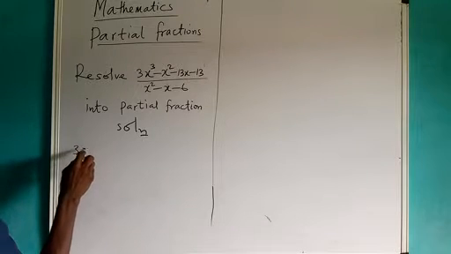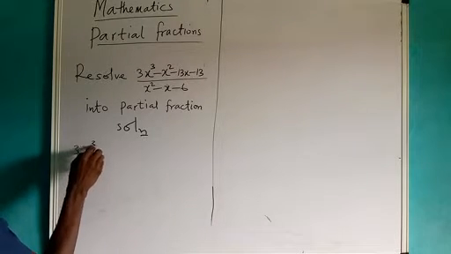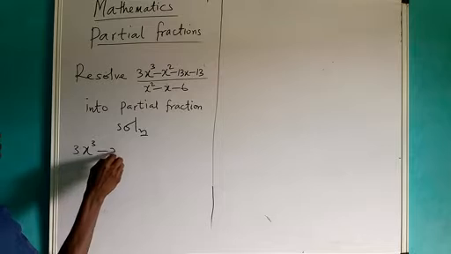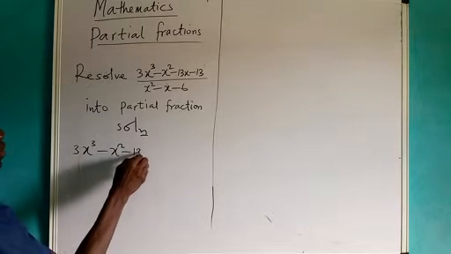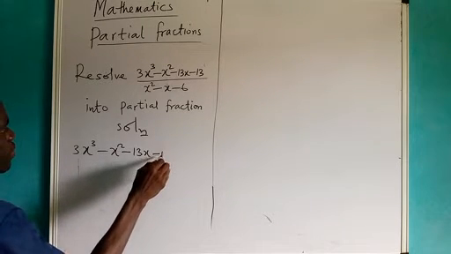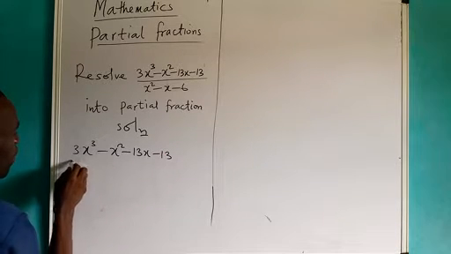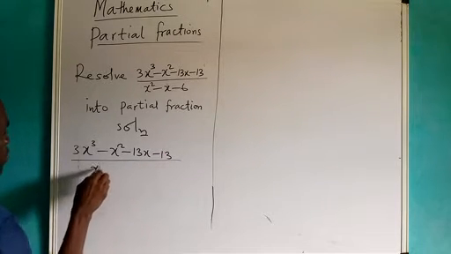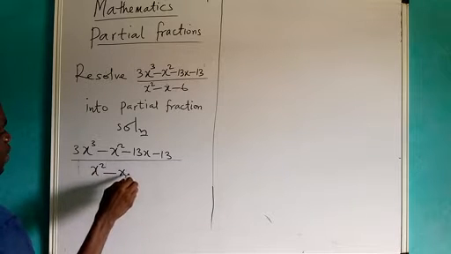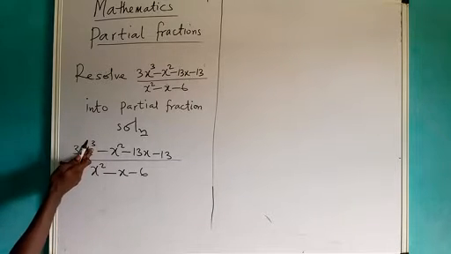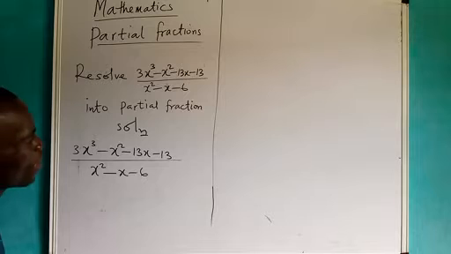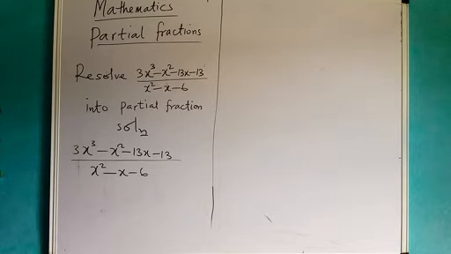We are having the first one, what is it? 3s to the power 3 minus s squared minus 13s minus 13, all over s squared minus s minus 6. You can see the numerator is higher. Therefore, I will want to use the long division method first to solve it.